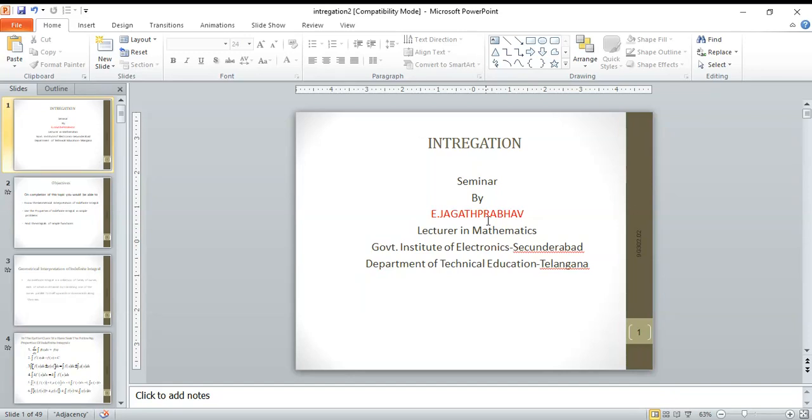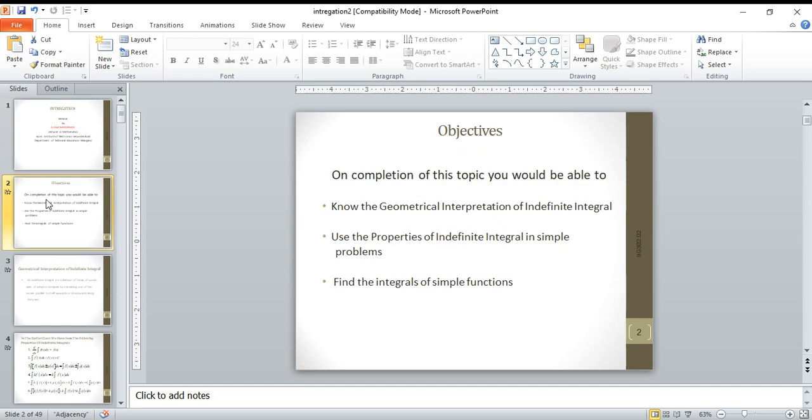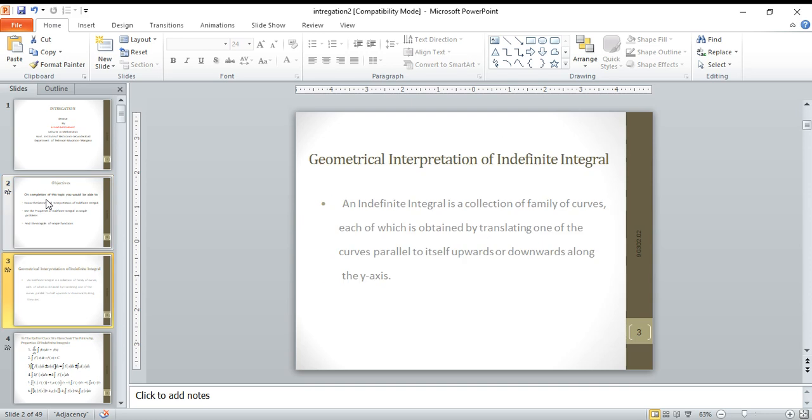Last class we discussed integration, uses of integration, and formulas. Today in class we are going to discuss the geometrical interpretation of indefinite integral, use the properties of indefinite integral in simple problems, and find the integrals of simple functions. What about geometrical interpretation? Geometrical interpretation of indefinite integral.